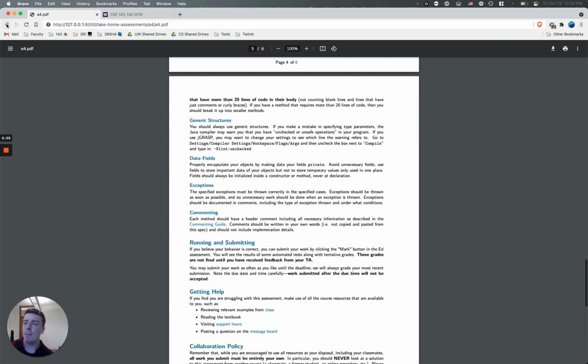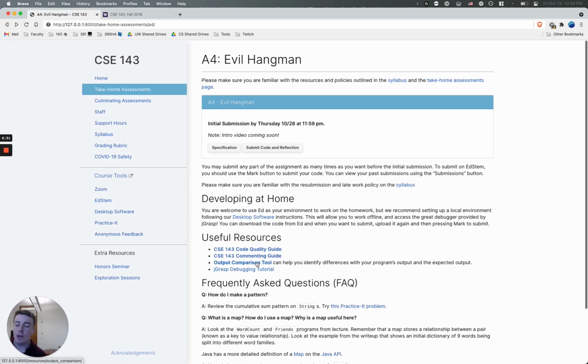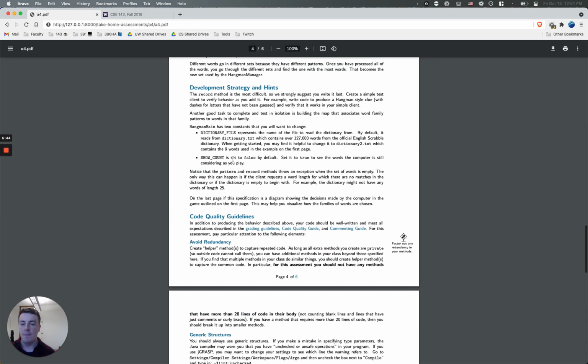Let me go back to the main page. So in terms of the output comparison tool for this assignment, one of the things that you will note is that your Evil Hangman program has some class constants in it. So the specification walks you through this, that there are two constants in the Hangman main that you can change, to change the dictionary or change if it should show counts or not.